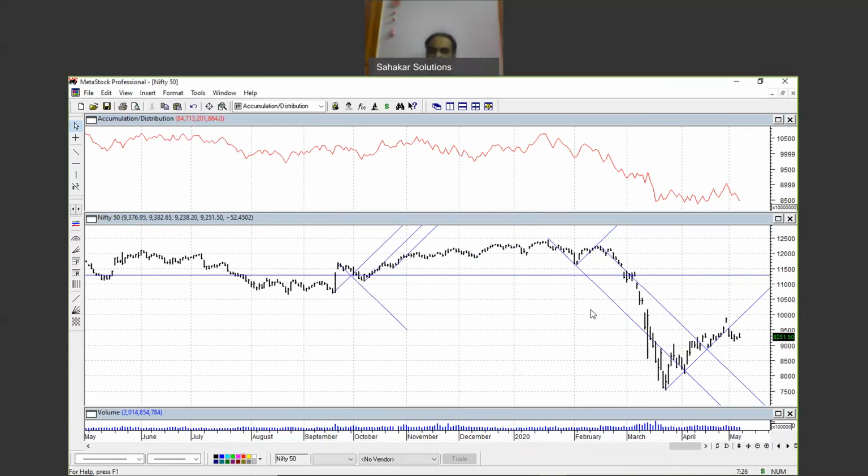Now you can see the 45 degrees drawn from this top and the 45 degrees drawn from this bottom acted as a major support level here. As you can see very clearly, here it acted as a major support point. And again this intersection acted as a major support point. And when the line is breached here, the price fell like anything.